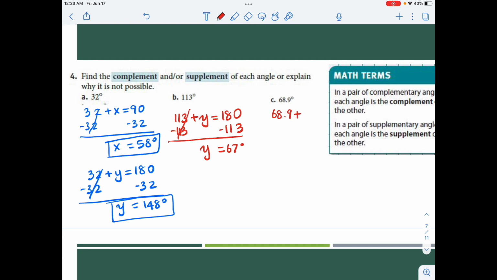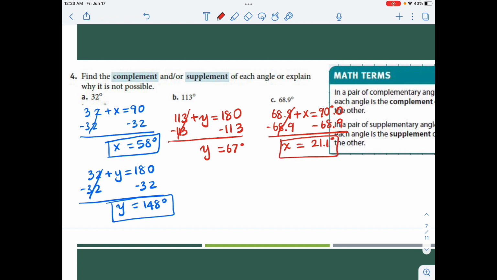68.9 plus x must be 90 degrees, which is possible, right? So if we subtract 68.9 from each side, so let's put a 0 here, then x will be 21.1 degrees.